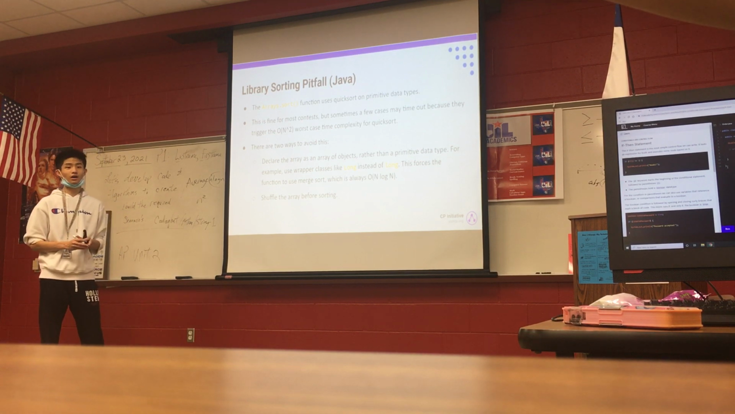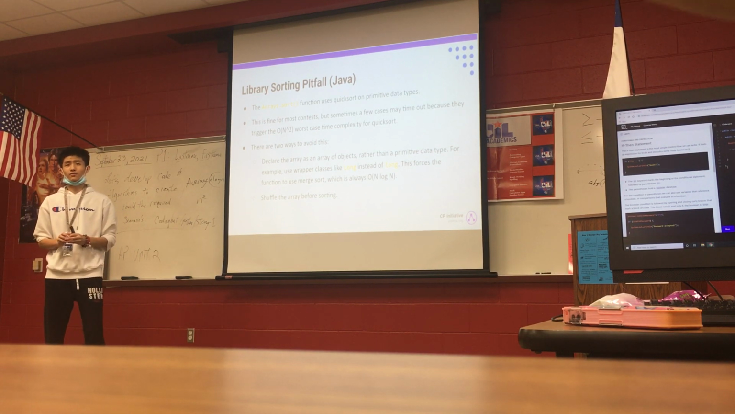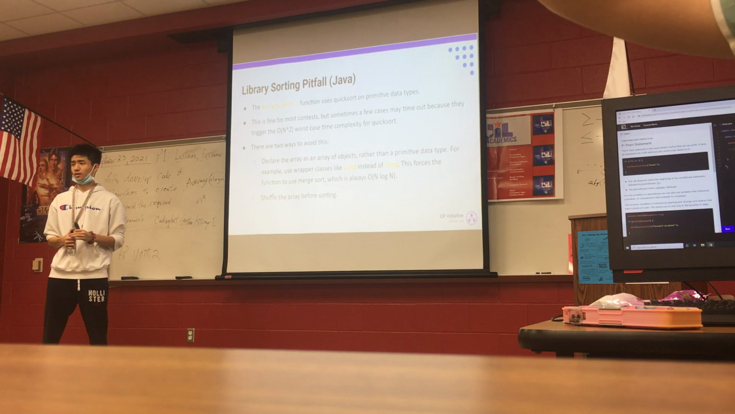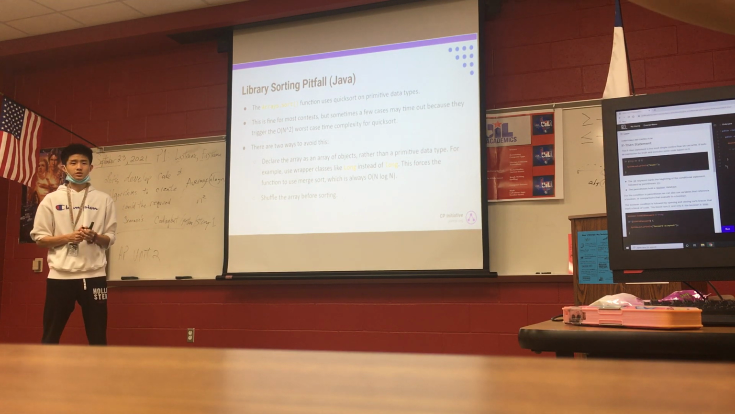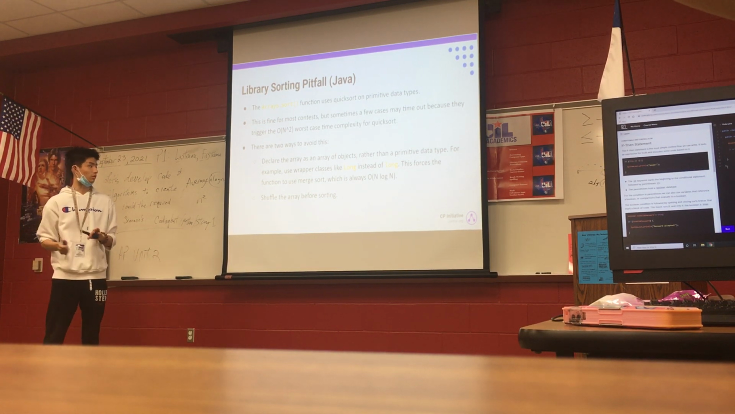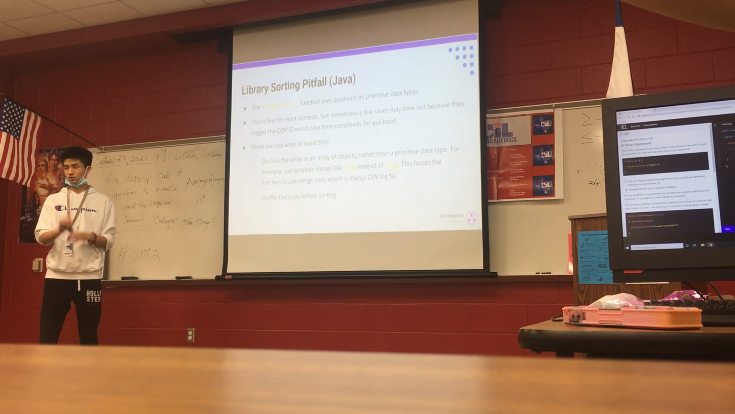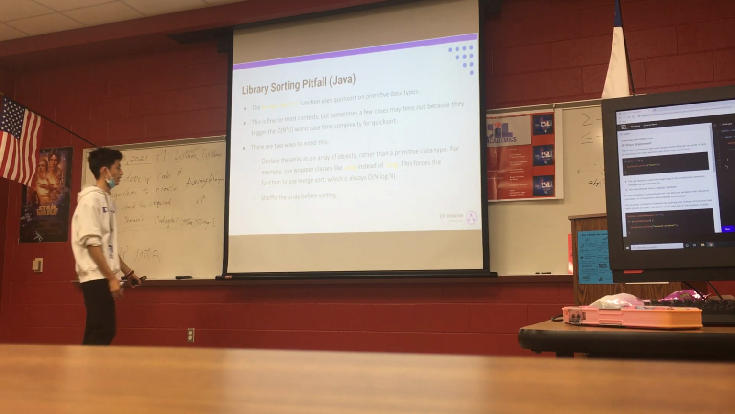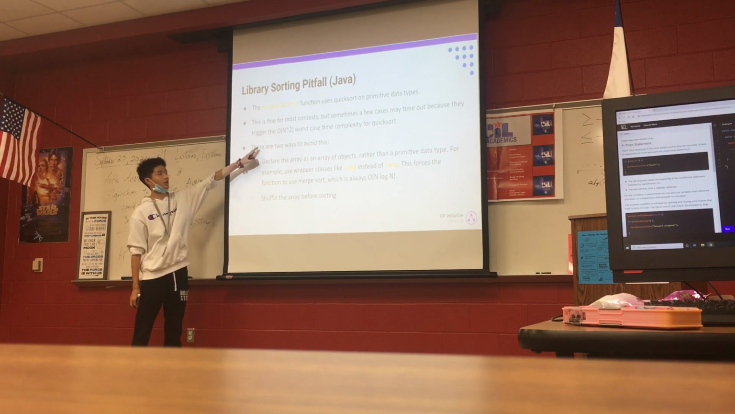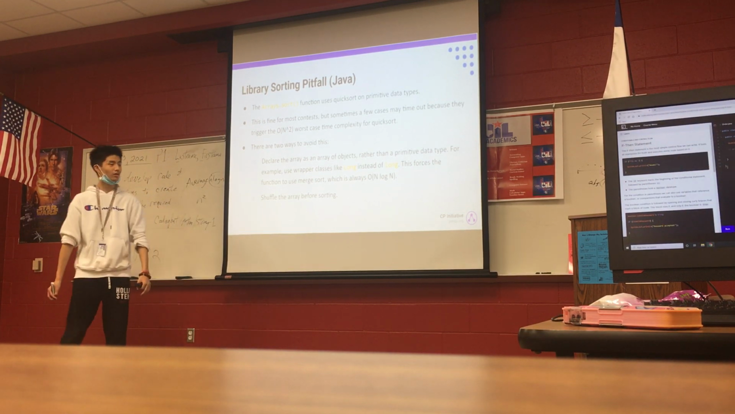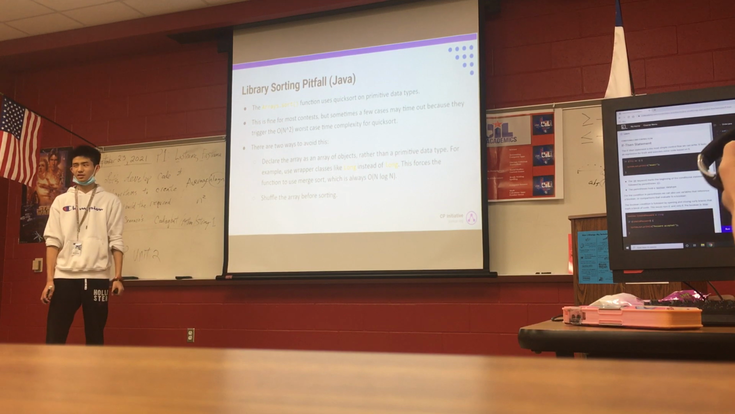There's a Java function like Collections.shuffle or something like that. Shuffle randomizes the order. So if I had 1, 2, 3, 4, 5, it would come up like 5, 3, 4, 2, 1, something weird like that. This is just a way to try to avoid n squared.